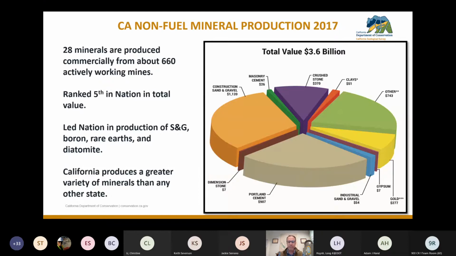California, it's an active mining state, and construction aggregate is the most valuable commodity. So you can see from this slide here that we led the nation in production of sand and gravel. We were second in the nation in Portland cement. And when you add up sand and gravel, Portland cement, and crushed stone, it's about 2/3 the value of the entire state. Very, very important.